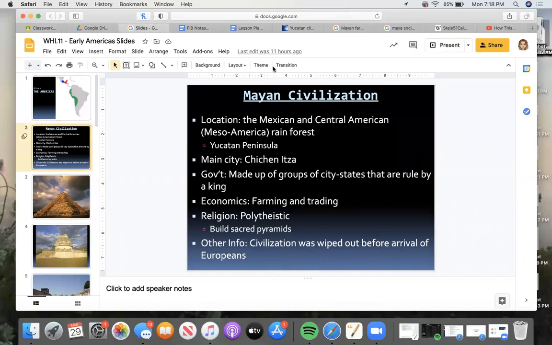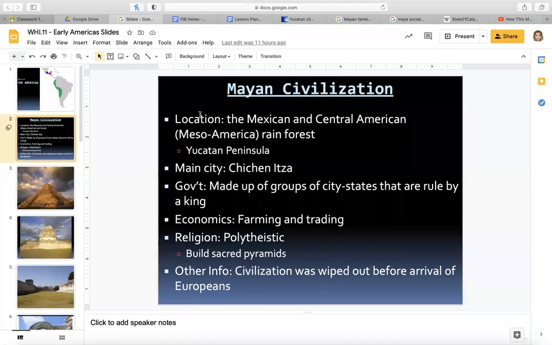So, beginning with the Mayan civilization. The Maya are located in the Mexican and Central American rainforest, more particularly in the Yucatan Peninsula. The Maya see their golden age around 250 AD. So, we talk about golden ages across many different areas throughout World History 1, and the Maya is no exception. Their golden age is also known as the classic period, and this began with city-states flourishing around this Yucatan Peninsula.